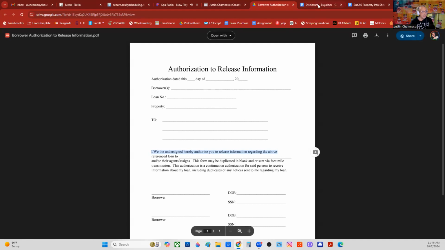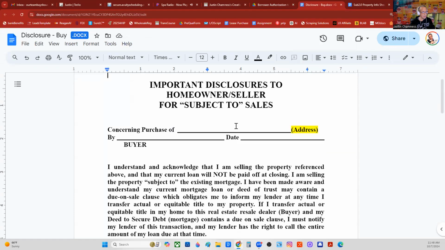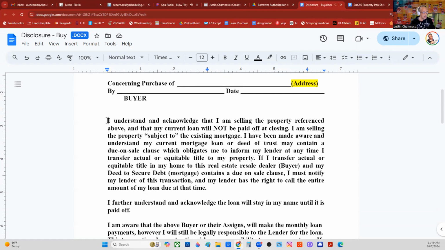Okay. Now, not only that, but there is a disclosure in this module, and this disclosure you can see right here is for straight subject to agreements. So this here will actually be serving as your cover your butt letter, your CYA letter, concerning the purchase of, and then you put the address, by your name and the date. Your name as the buyer, the investor.